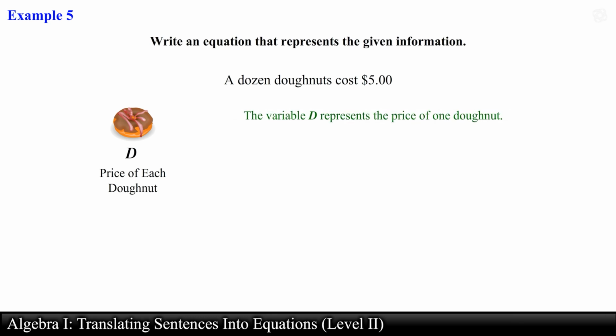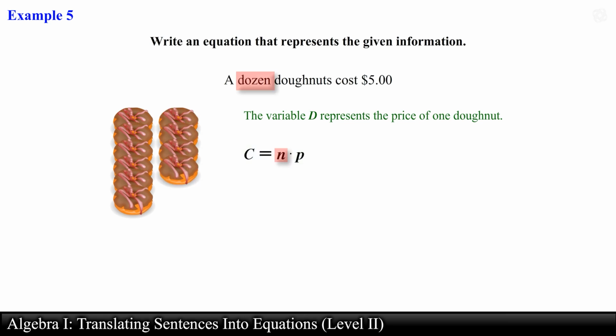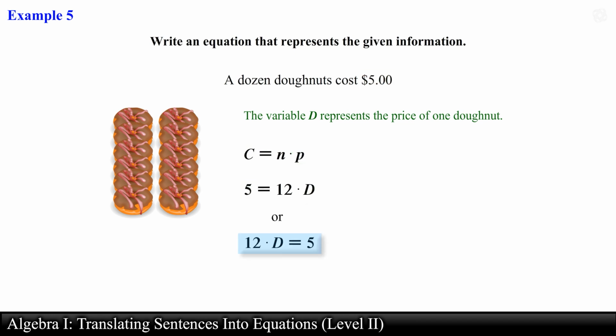Okay, so now in order to find the total cost, we use the cost formula, which is equal to the number of items times the price of each item. In this case, we have a dozen donuts, which is equivalent to 12. And we multiply this value by the price of each donut, which is represented by the variable D. Then we know from the sentence that this has to equal $5. So the final equation is written as 12D equals 5. Let's try the next one.